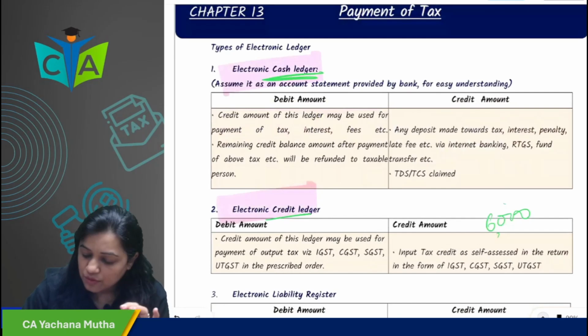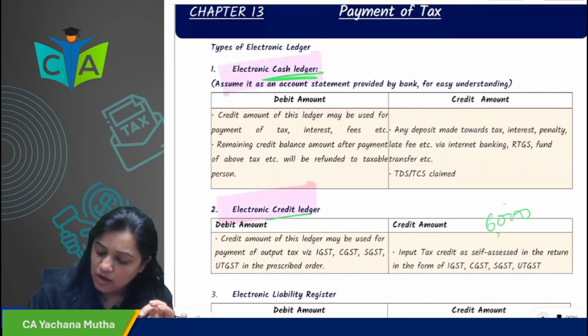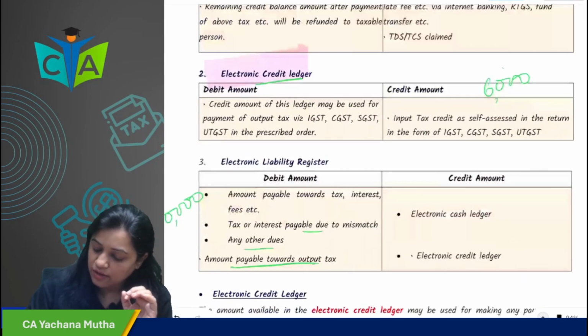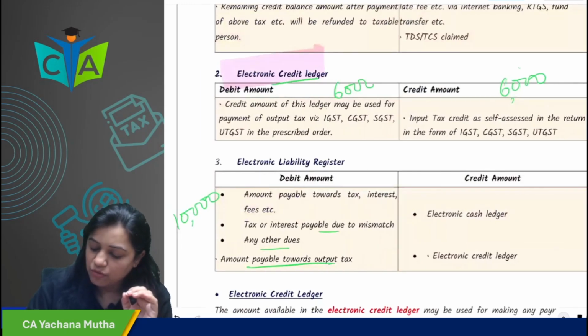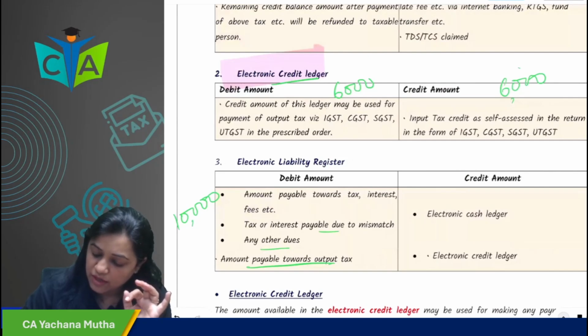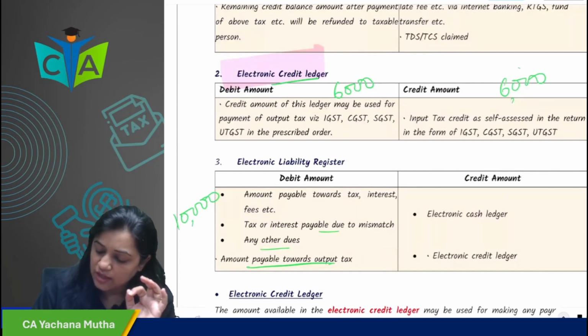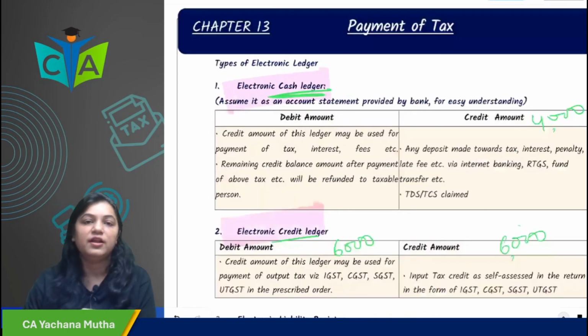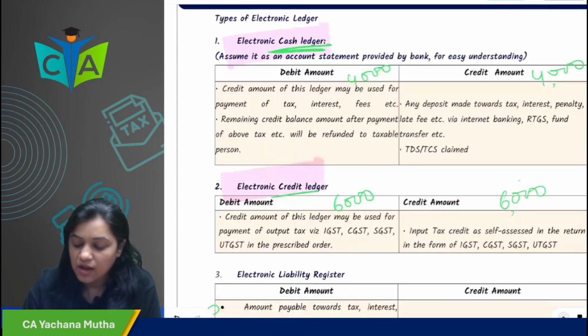Now you will discharge the liability. So your electronic credit ledger will be debited and the electronic liability register will be credited. The amount which you use from the electronic credit ledger and the amount which you use from the electronic cash ledger will be debited, and the electronic liability register will be credited. So here 10,000, 10,000. So the electronic liability register will become nil.